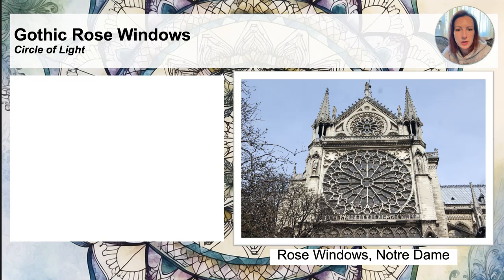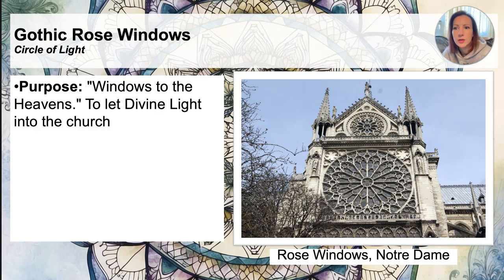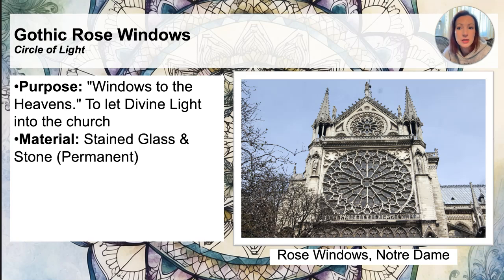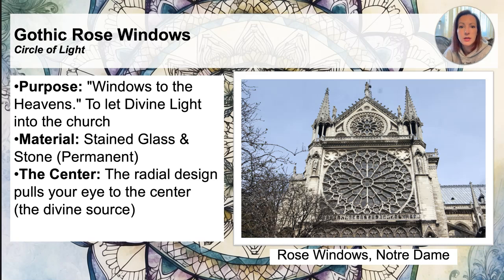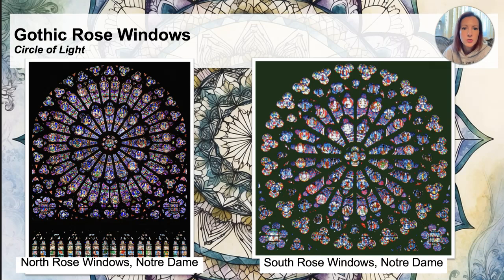So last are the rose windows. The purpose of a rose window is to let divine light into the church. It's stained glass. It's meant to be permanent like the sunstone. The radial design pulls your eye into the center, which is the divine source. They believed that light passing through these windows would give you the physical presence of God. Here are some more examples. These are in Gothic churches all over. They believed the sacred geometry represented God. If you had a perfect circle with a perfect division, this proved the church was divine.